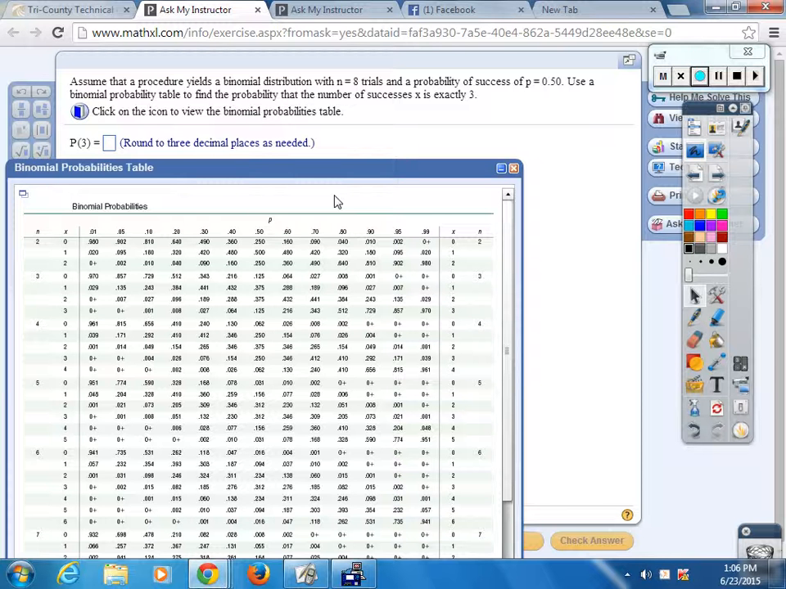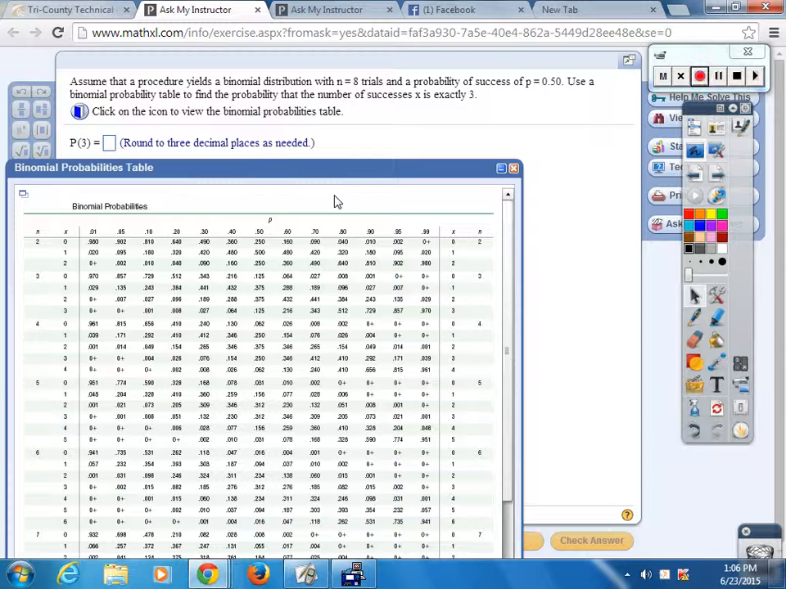It says, assume that a procedure yields a binomial distribution with n equal to 8, p equal to 0.5. Use a binomial probability table to find the probability that the number of x is exactly 3. So what is x? So how can you do this problem?